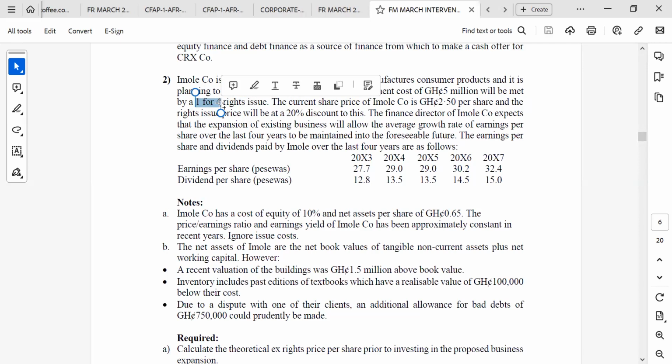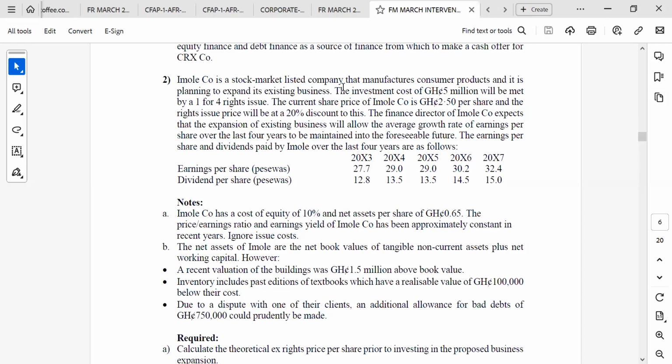I can calculate the number of shares for you. I can calculate the total number of shares for you.